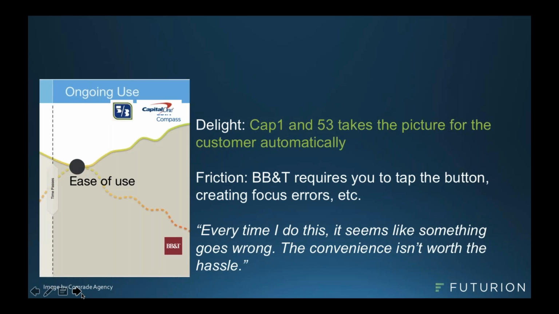Cap 1 and Fifth Third take the picture for the customer automatically, and this can be absolutely transformative. Anybody that's used, say, an iPhone 7 can see how your phone essentially replaces a fax machine when it has the same kind of capability.